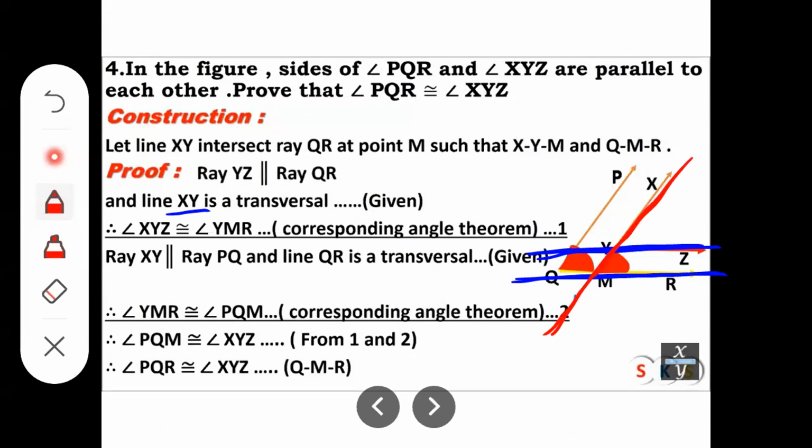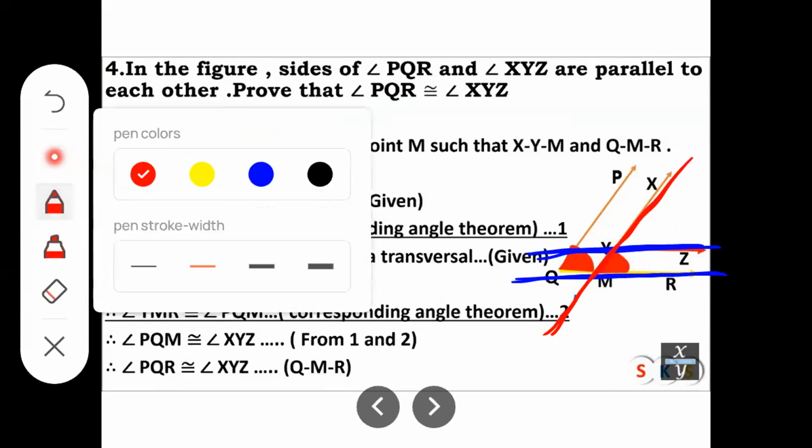Now imagine the figure. Angle XYZ, this angle, and angle YMR, this angle YMR, that means this angle marked in red color. Those two angles, which are the angles?